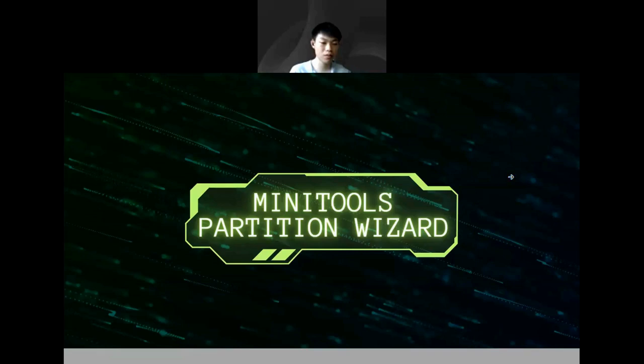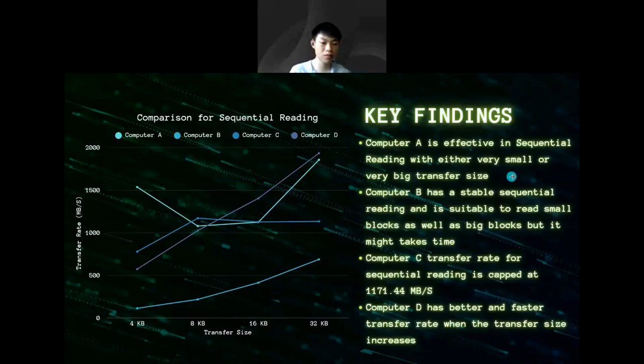While the second test is the random stress test, which is able to measure the speed and performance of the disk to read small blocks of data from random locations or write small blocks of data to random locations. So without further ado, let's see the result of each test. This is the sequential test result, the sequential reading.